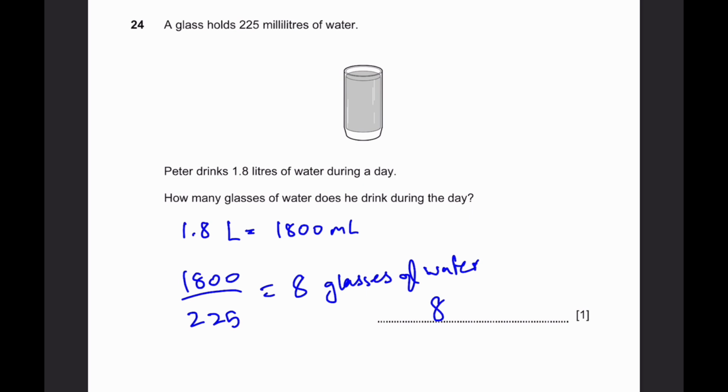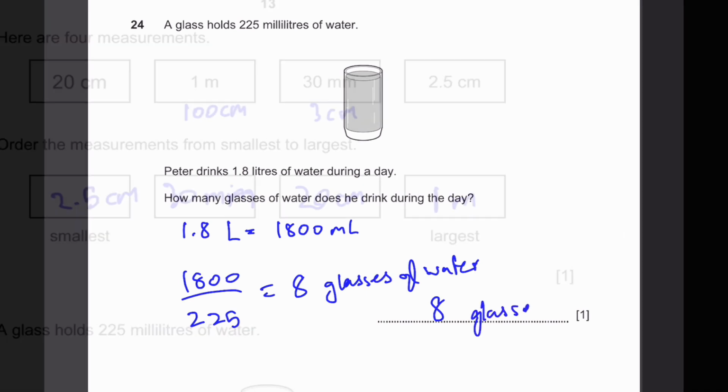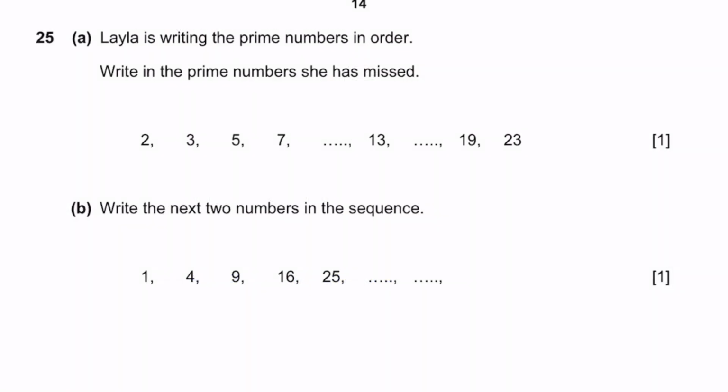That's the answer. 8 glasses. Question 25. A. Lila is writing the prime numbers in order. Write in the prime numbers she has missed. 2, 3, 5, 7, 11, 13, 17, and then continues 19, 23. B. Write the next two numbers in the sequence.